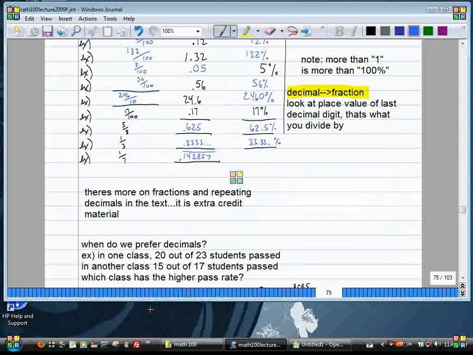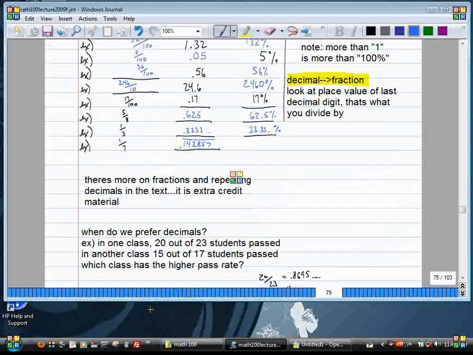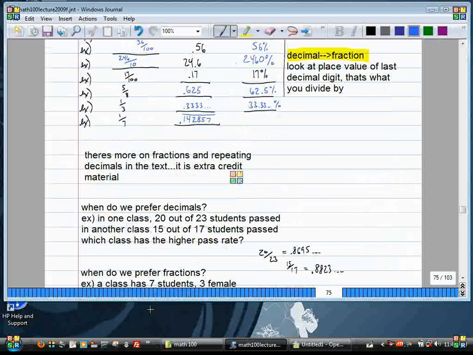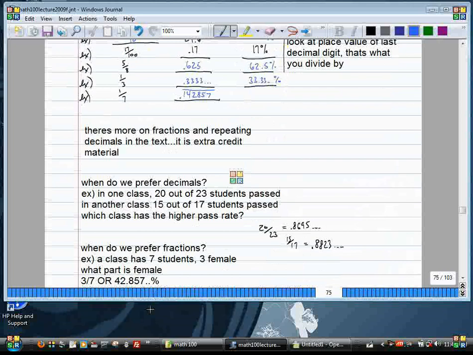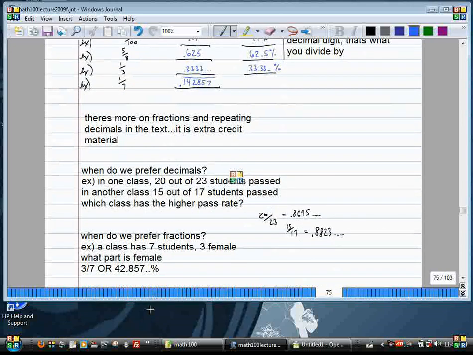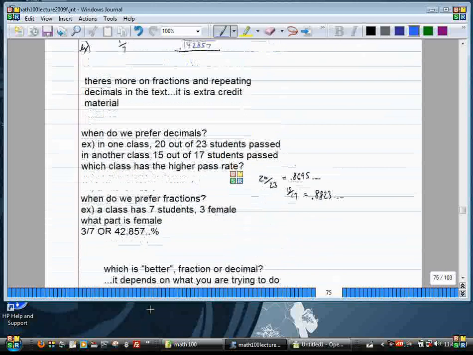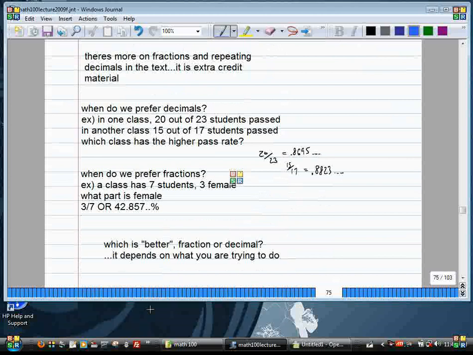Well, the first one is 20 out of 23. The second one is 15 out of 17. So it's easy to write as fractions. But are they easy to compare as fractions? No. So it turns out the second one. Bigger numbers. So, when do we prefer fractions? A class has 7 students and 3 male. What part is female? It's very easy just to write down 3/7 instead of, as we've seen, 42.857 blah blah blah percent. So you can never say which is better, a fraction or a decimal. It depends on what you're trying to do.